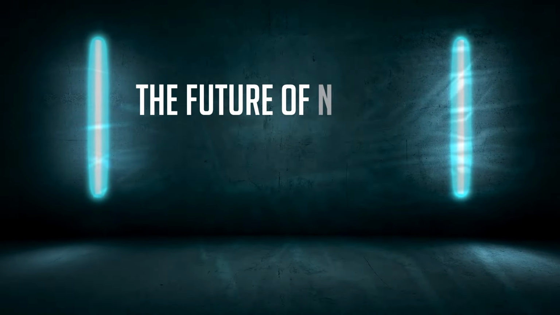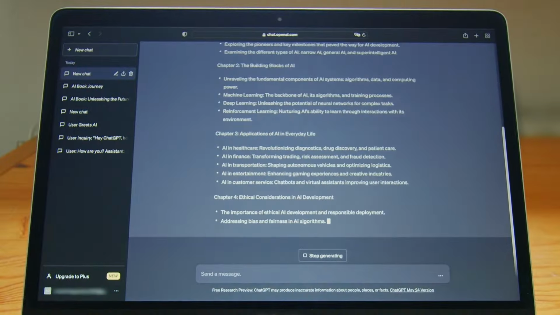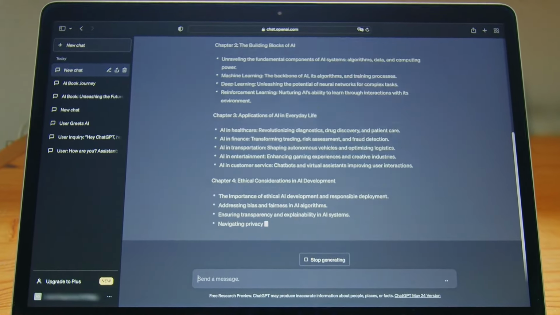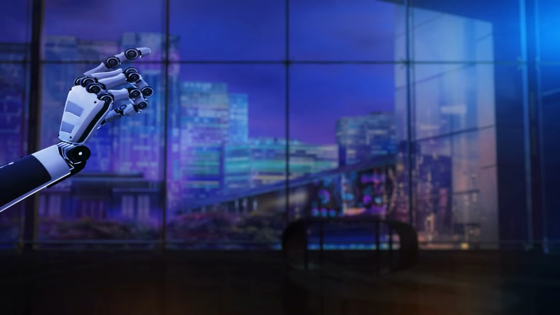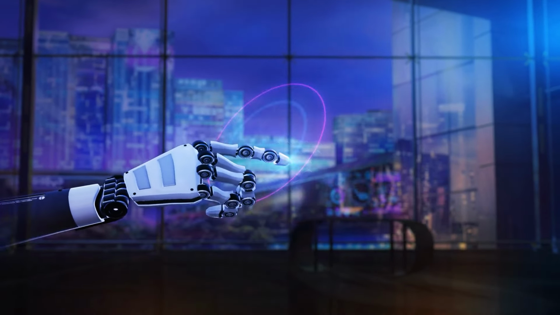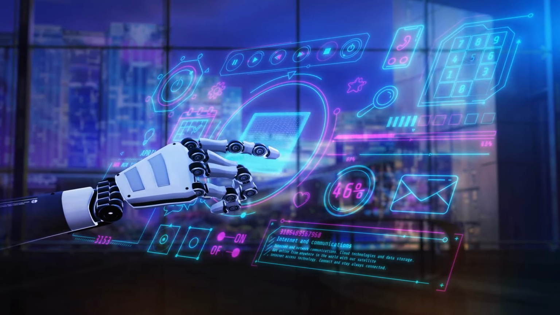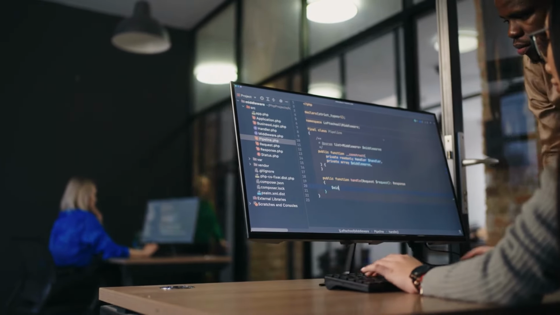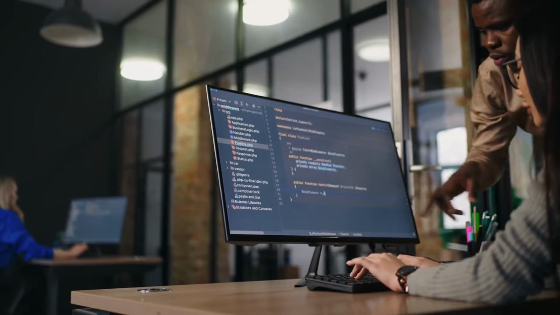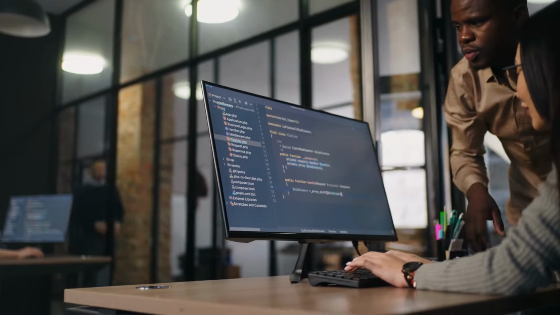The future of AutoGPT. The impact of AutoGPT on the future of AI remains uncertain. It serves as a significant stride toward achieving artificial general intelligence. AGI becomes more conceivable as autonomous agents like AutoGPT demonstrate their potential.